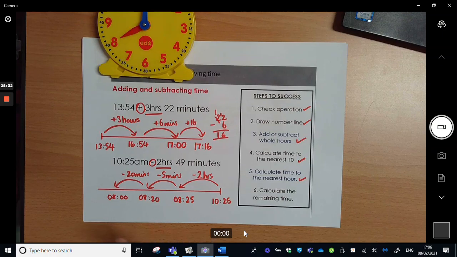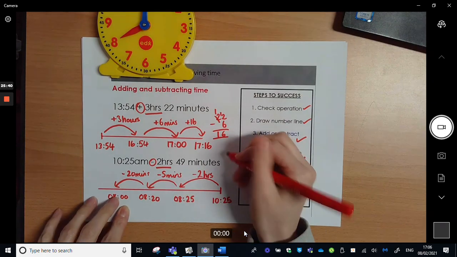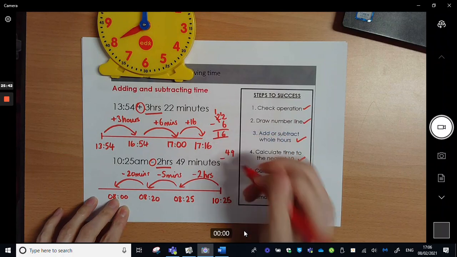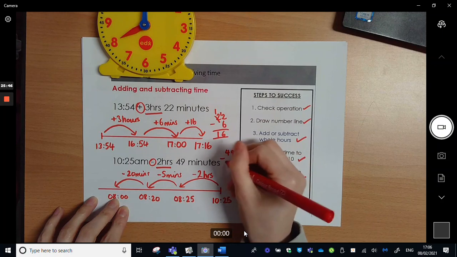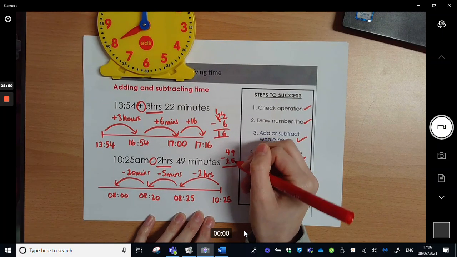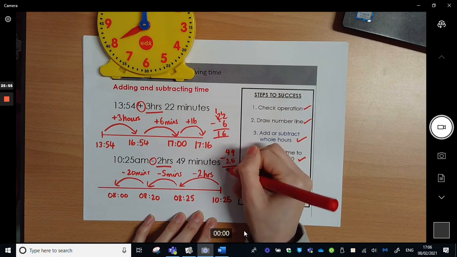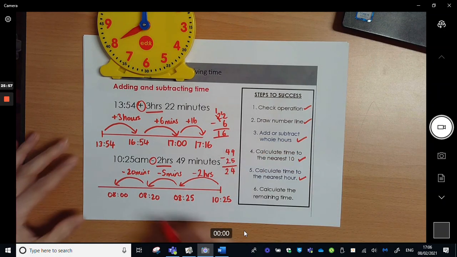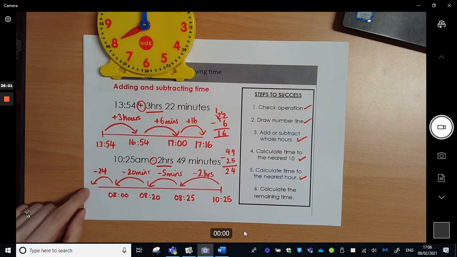Hopefully you're saying, no, Miss Jones, that is not correct. It's not 8 o'clock. We need to still subtract. We need to calculate the remaining time. So I need to know 49, subtract however many minutes I've taken away, which is 25. Remember, I don't need to worry about the hours at this point. So 9 take away 5 is 4. And 4 take away 2 is 2. So I've still got another 24 minutes. I need to minus 24 minutes, okay?